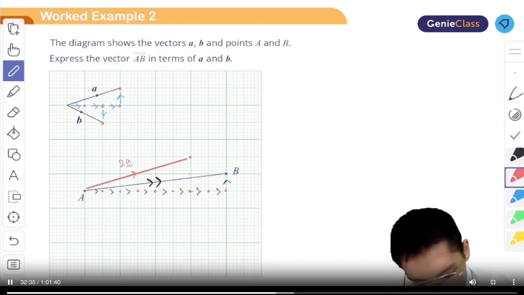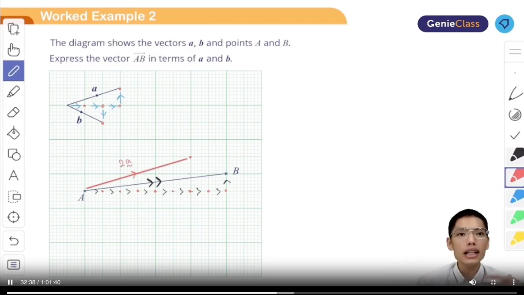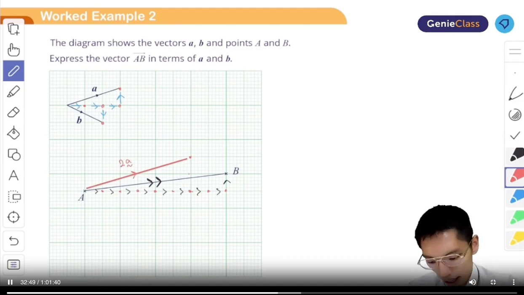But now you realize from here 2A goes up already. What is my next vector I should draw to give me AB? Write down your answers. What is my next vector I should draw to give me AB? What is the next vector I should draw here?